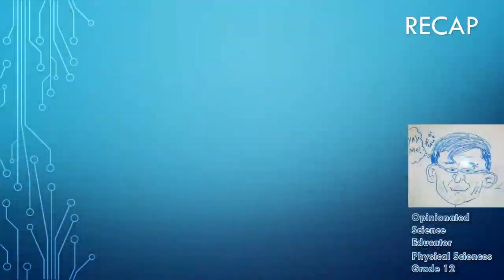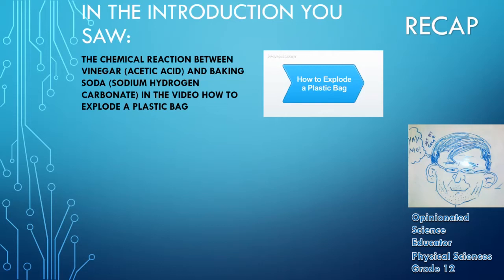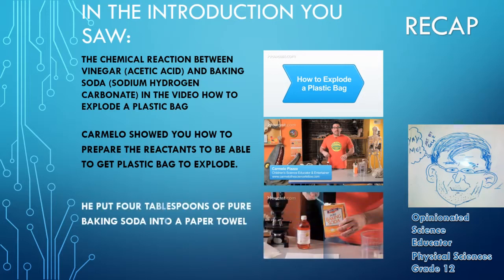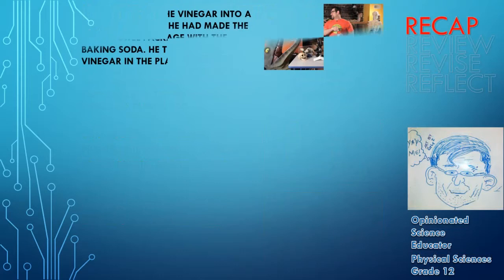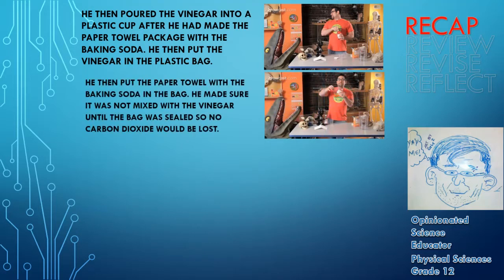I would like us just to recap what we saw in the introduction. So, firstly, we saw the chemical reaction between vinegar, which is acetic acid, and baking soda, sodium hydrogen carbonate, in the video How to Explode the Plastic Bag. Now, Camilla showed you how to prepare the reactants to get the plastic bag to explode. Firstly, you put 4 tablespoons of baking soda into the paper towel. Then he poured vinegar into a plastic cup after he had made the paper towel package with the baking soda. He then put the vinegar in the plastic bag.